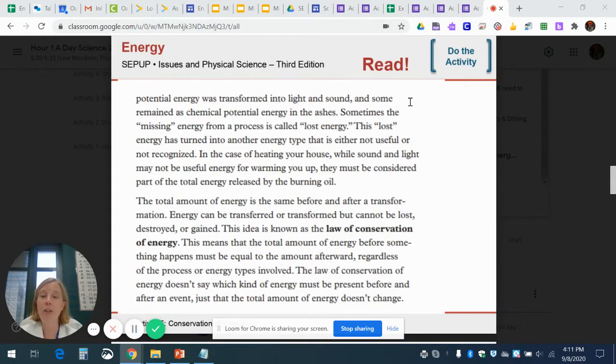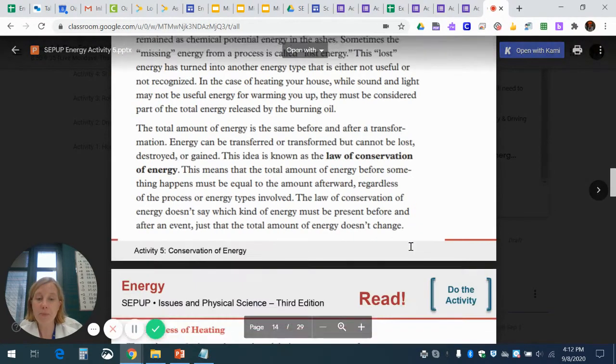The total amount of energy is the same before and after a transformation, also known as an energy conversion. Energy can be transferred or transformed, but cannot be lost, destroyed, or gained. This idea is known as the law of conservation of energy. This means that the total amount of energy before something happens must be equal to the amount afterward, regardless of the process or the energy types involved. The law of conservation of energy doesn't say which kind of energy must be present before and after an event, just that the total amount of energy doesn't change.